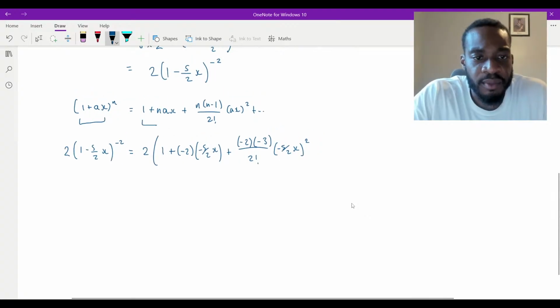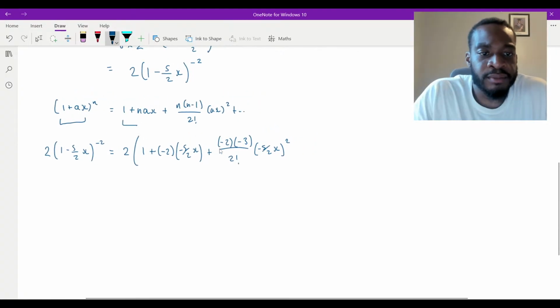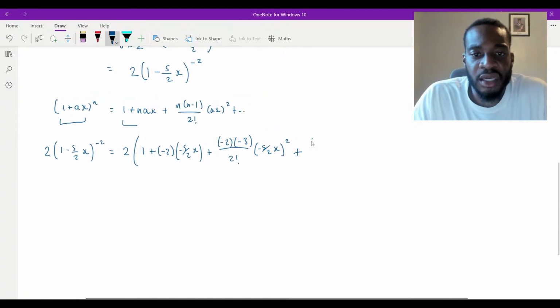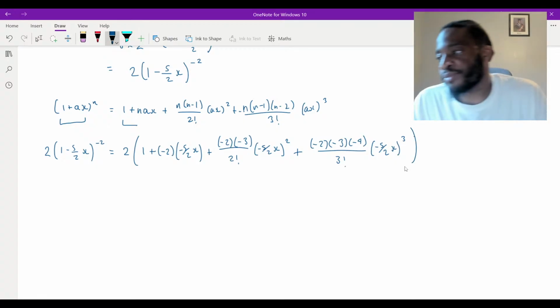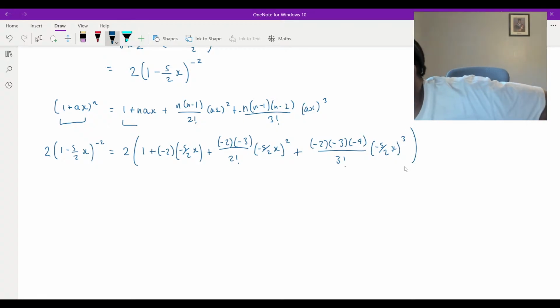So let me just zoom out a bit and then do the next one. So it's going to be plus, and it's going to be minus 2, minus 3, minus 4 over 3 factorial. And then let me just write this here actually so you can see. So it's n, n minus 1, n minus 2 over 3 factorial, and then ax all cubed. Yeah. So then following that, it's going to be minus 5 over 2x all cubed. Like that. Everybody happy with that?